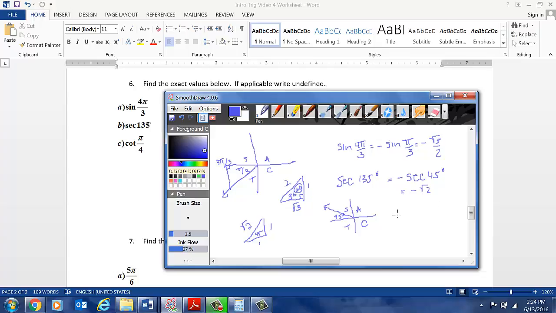And then finally for cotangent of pi over 4, so pi over 4 is 45 degrees. So that's a quadrant 1 angle where everything's positive, right? So this is going to be a positive value, I know. Cotangent would be adjacent over opposite. So again, that would be 1 over 1 or positive 1.